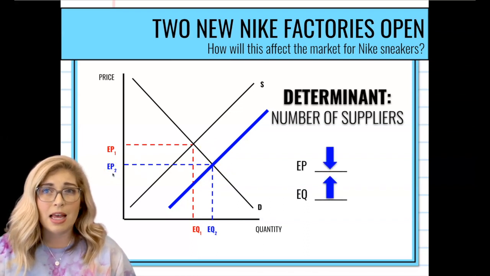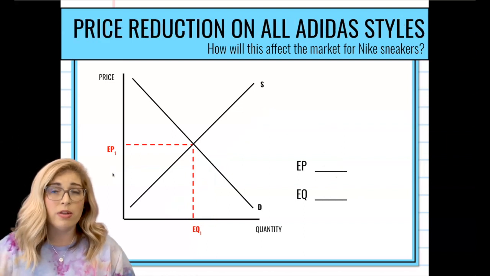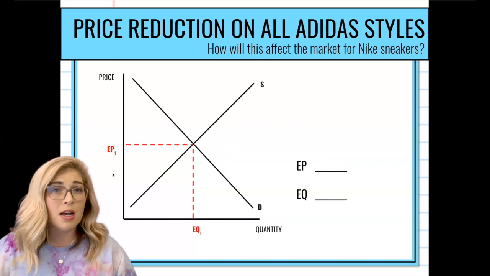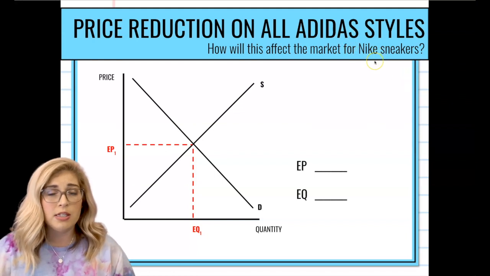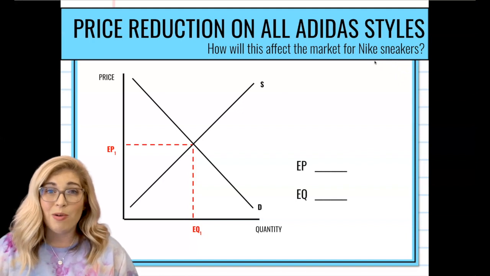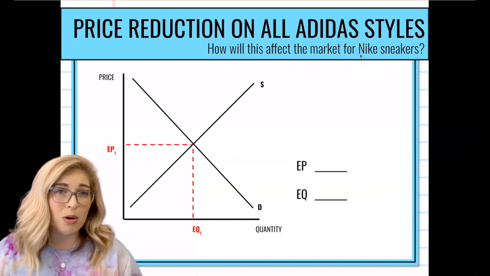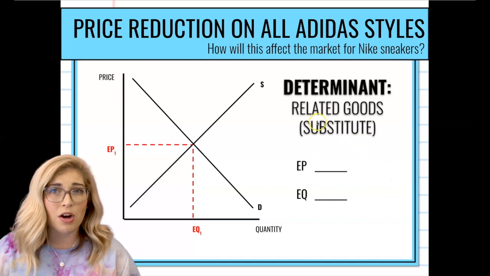Our last example: a price reduction on all Adidas styles. How will this affect the market for Nike sneakers? We have contrasting companies here, Adidas versus Nike. Thinking back to where we talked about different types of goods where you could substitute one for the other, that would be this. So we want to think back to Timer, which would be the effect on demand. The determinant would be related goods, a substitute good. We're going to focus on the demand curve.